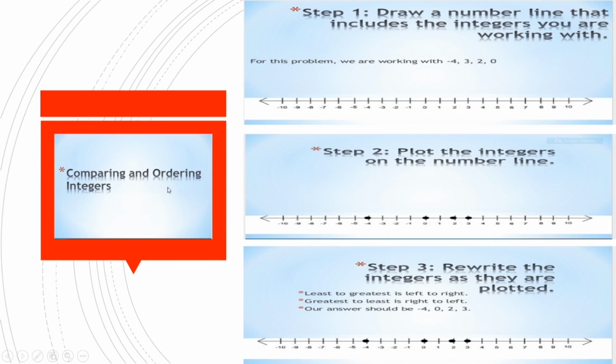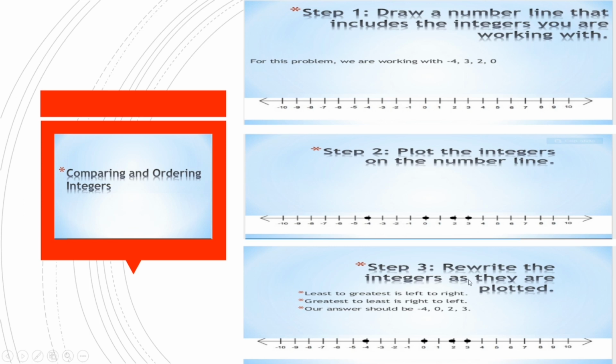Comparing and ordering integers. How to compare and how to arrange the integers in ascending or descending order. Step 1. Draw the number line that includes the integers you are working with. For this problem, we are working with -4, 3, 2, 0. Here first draw the number line containing the integers which we want. Next, step 2. Plot the integers on the number line. We have to plot these integers. -4 here, 0 here, 2 here and 3 here.